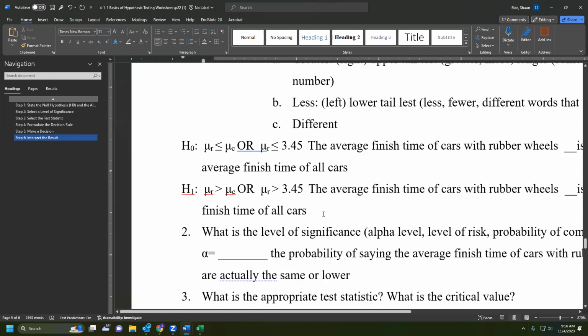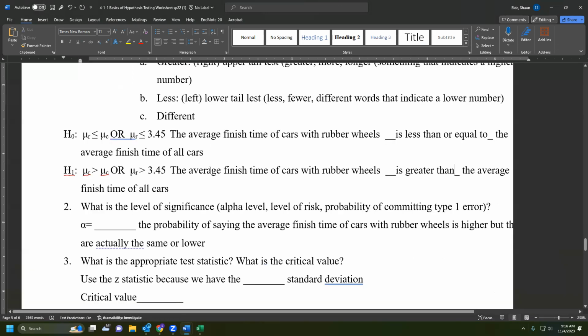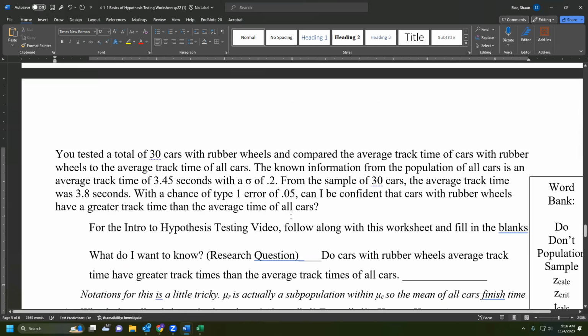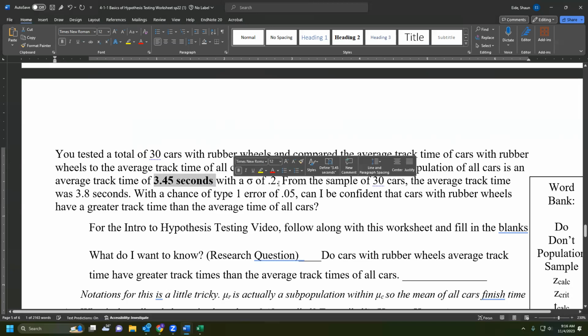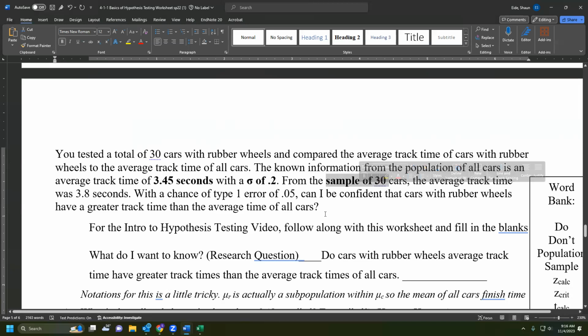So what is the level of significance? Let's go right up here. I'm going to highlight a few things. The known information from the population of all cars is the average track time of 3.45 seconds with a population standard deviation of 2.2. From a sample of 30 cars, the average track time was 3.8 seconds. Type 1 error of 0.05.